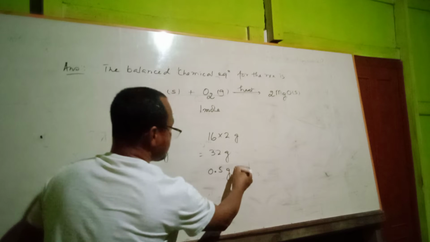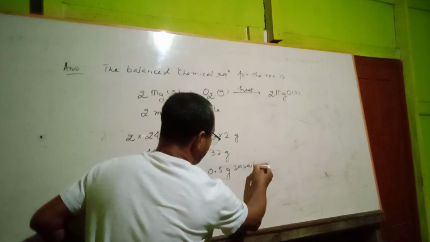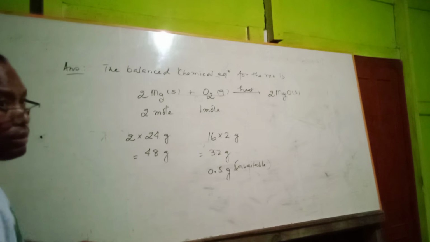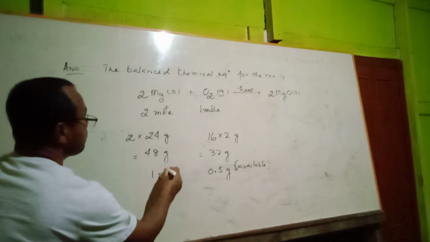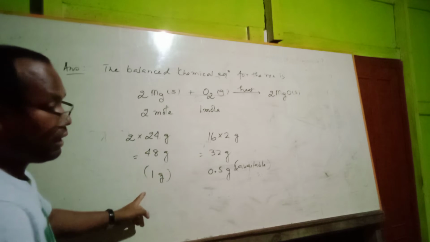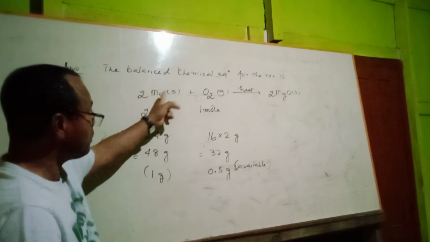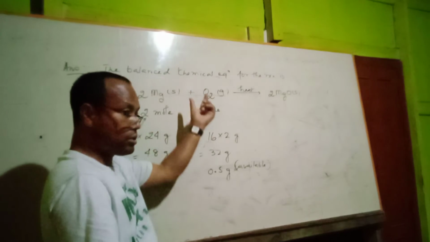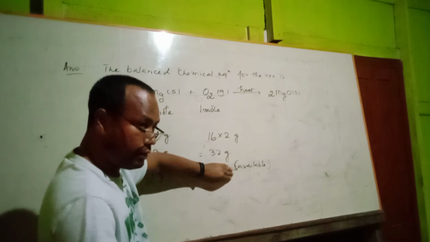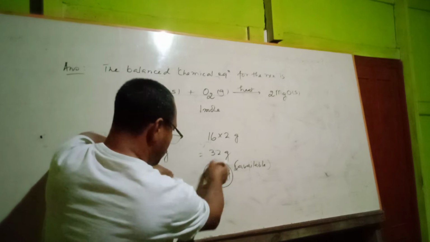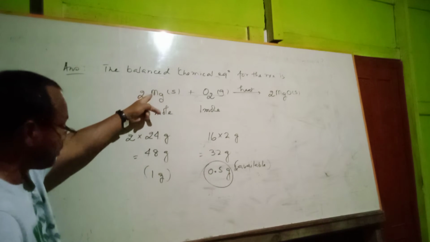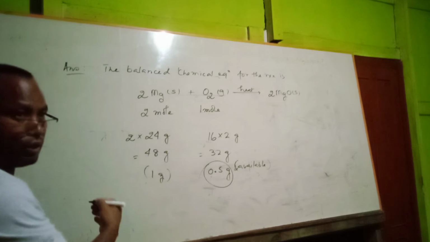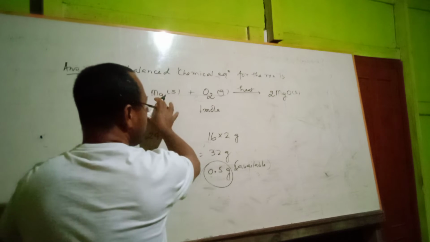0.5 gram is available, right? Now, how much magnesium is given in the question? That means 1 gram, right? So we can find out either magnesium or oxygen. By taking the 1 gram, how much oxygen is required? Using this 0.5, we can find out how much magnesium is required. These are available masses. So we can find out either magnesium or oxygen.